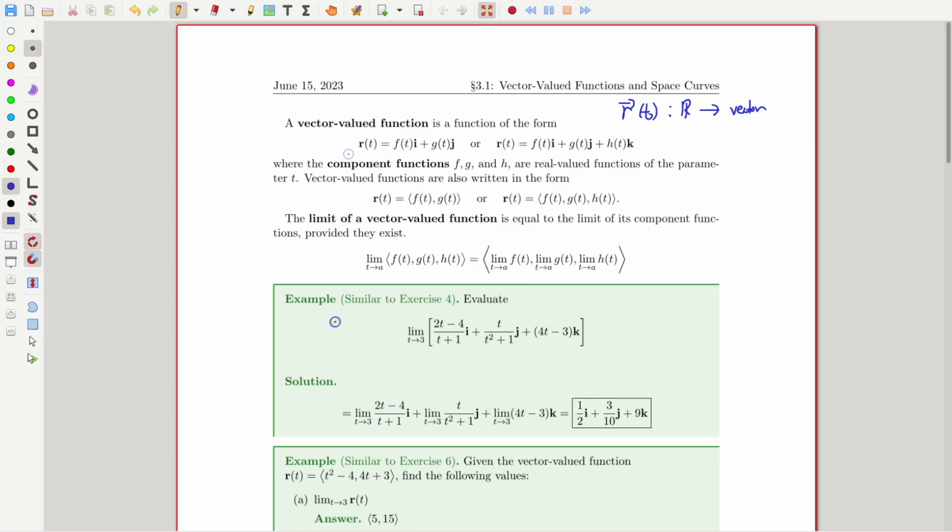Now to do some examples. Suppose you have this vector-valued function, and you want to take the limit as t goes to 3. We just end up splitting the limit over each of the 3 component functions: the component function in x, in y, and in z. Each of these limits should be pretty straightforward. I believe you can plug into all of them. Yes. So here you'd get 6 minus 4, you'd get 2 on top, 4 on the bottom, which simplifies to 1/2. Here you'd get 3 over 10, and here you'd get 12 minus 3, which is 9.